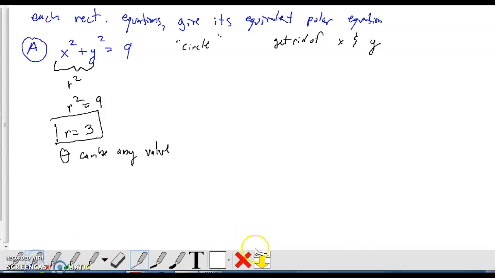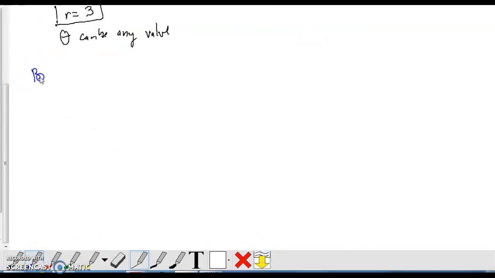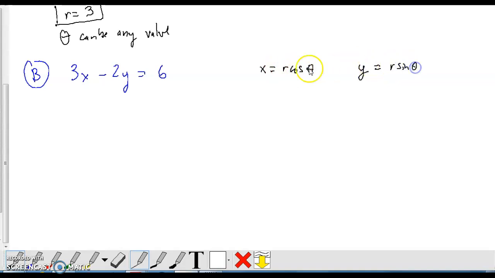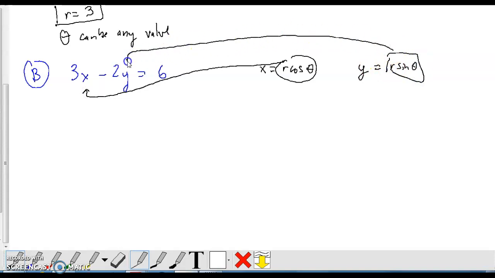All right, that was an easy one. Let's do a little bit more challenging one. So let's do part B. 3x minus 2y is equal to 6. This one's a little bit more tricky because I don't just have an x squared and a y squared. What I do want to know is that x is equal to r cosine of theta, so I can get rid of the x by replacing it with this. And I know y is equal to r sine of theta. So I'll replace this one right there, and I'll replace this one right there.